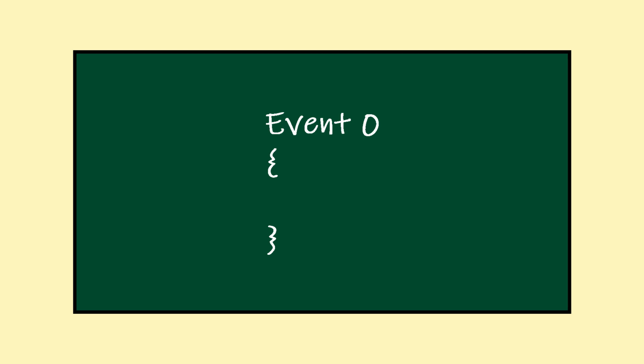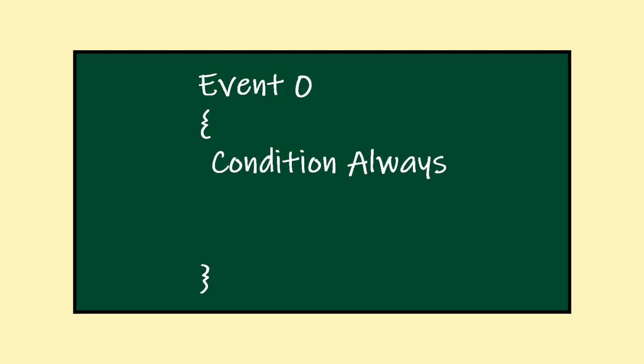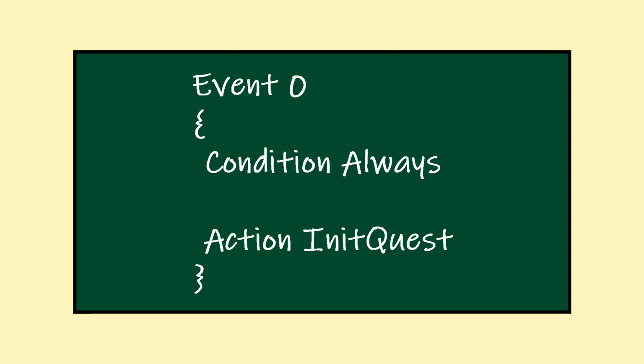Now inside the event 0 you created, type the following: condition always. This means this event's code will trigger as soon as the state that the event is located in becomes active. Press enter again. Action init quest. This shows you the UI with quest name, clear and fail conditions, and it asks you to press the action button to start the quest.